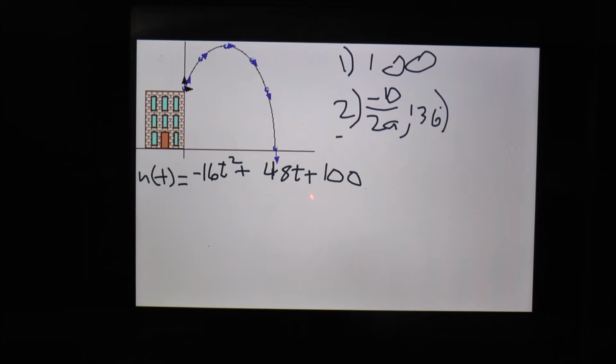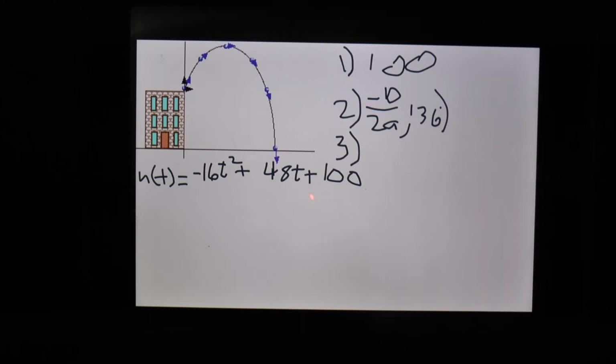Okay, and question 3 was asking, when will the ball hit the ground? So how would we set up this equation? Since it is the quadratic equation, it would be the opposite of b, so negative 48, plus or minus the square root of b squared, which would be 48 squared, minus 4 times a, which would be negative 16, times c, which is 100.